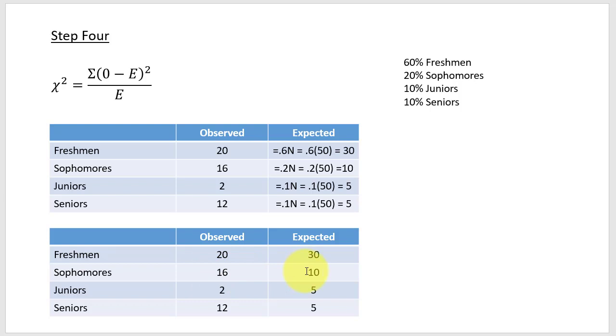We had 16 sophomores, we expected 10. We had 2 juniors, expected 5, and 12 seniors and expected 5. We want to know if what we observed is different than what we expect based on the distribution that we felt was reasonable for an introductory class. We can do that using the same formula as before. We'll just have a little bit more work to do because we're using 4 groups instead of 2, but it's the same arithmetic.